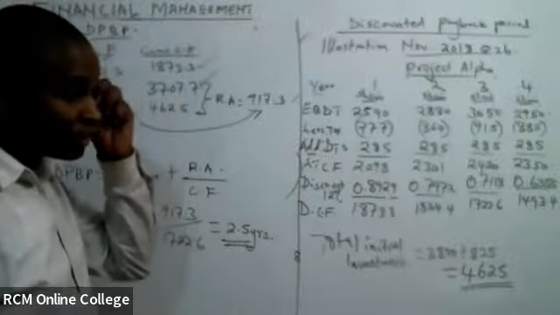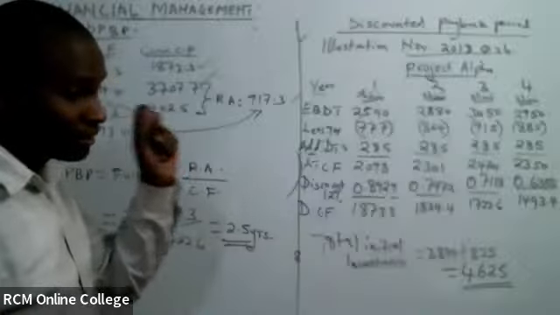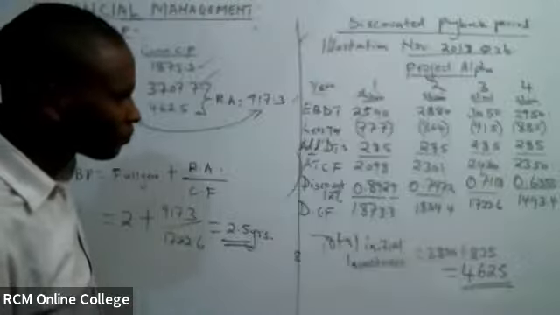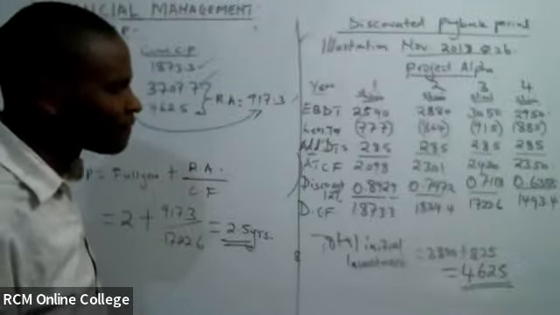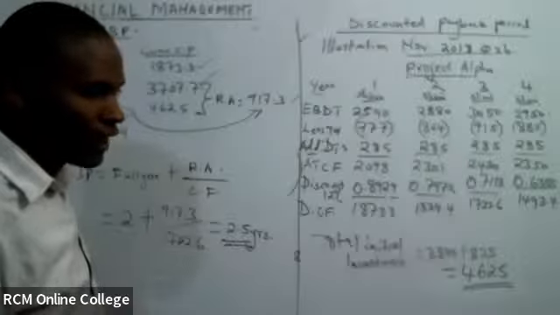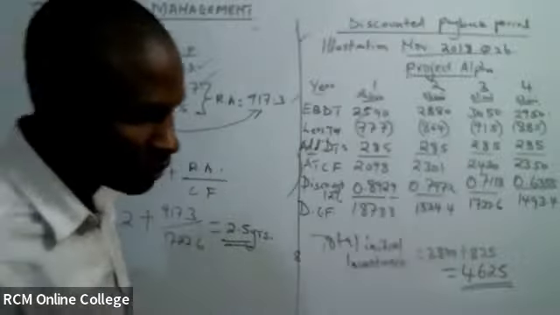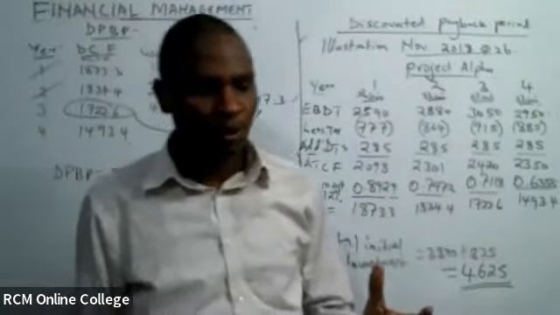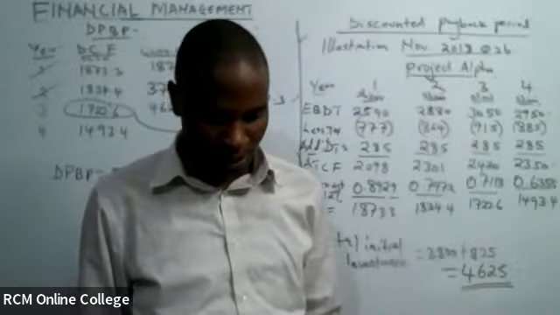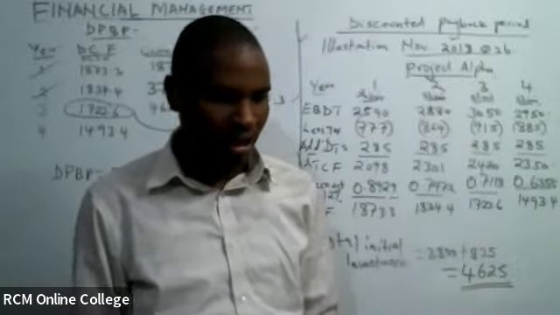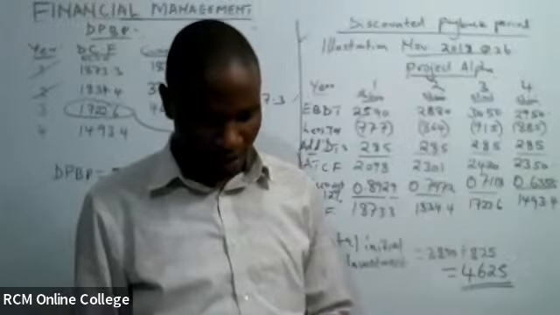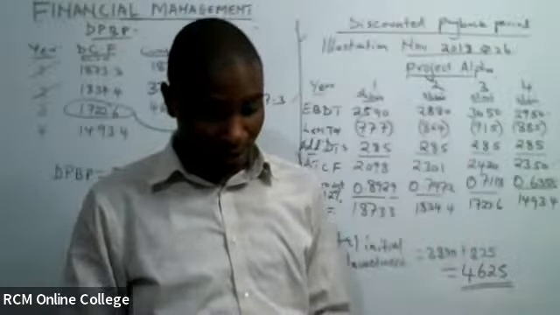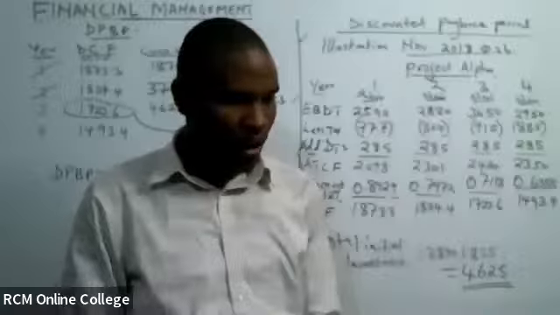Great. Yes, we choose project Alpha since it has a shorter period to recover. It will take us just 2.5 years to recover the initial outlay. And the other project will take us 3.9 years, almost 4 years, to recover that. So that is it. Let's go to the final appraisal technique.